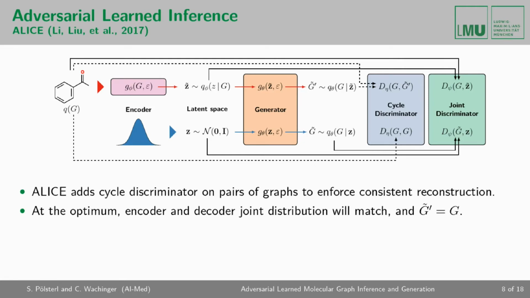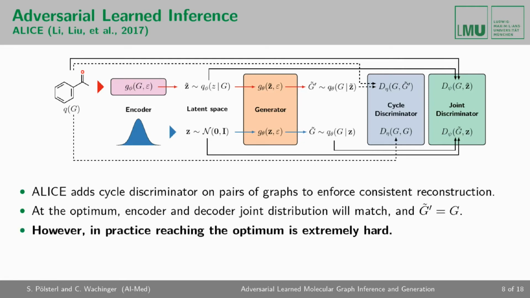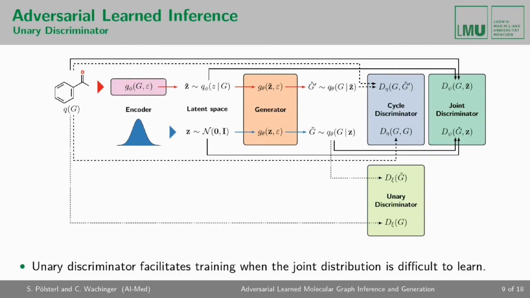Unfortunately, if encoder, decoder and discriminators are deep neural networks, getting close to the equilibrium is rather hard. We address this problem by providing an additional signal during training, namely that of a unary discriminator as in a standard GAN. You will see later on that this allows us to capture the distribution over the molecules more accurately.